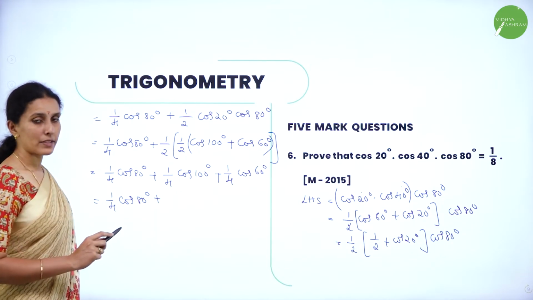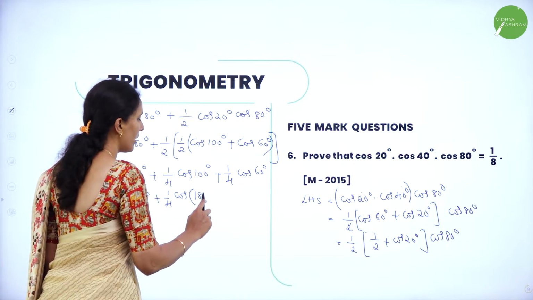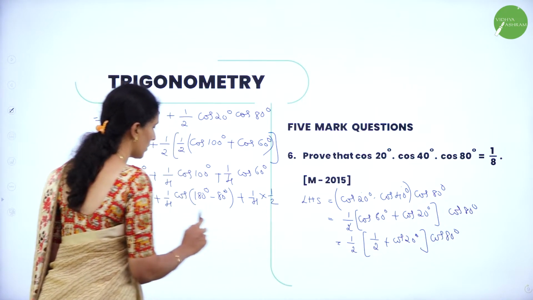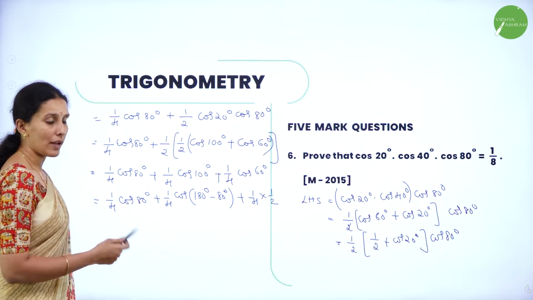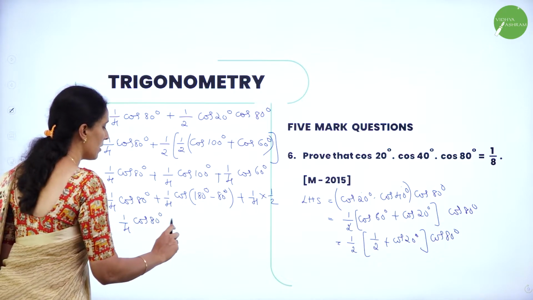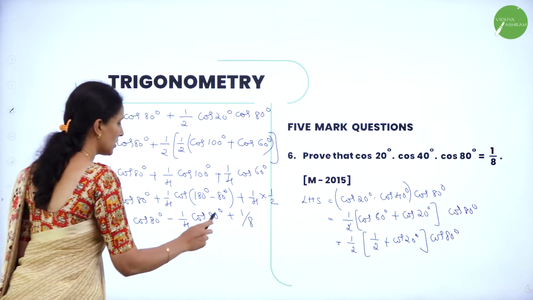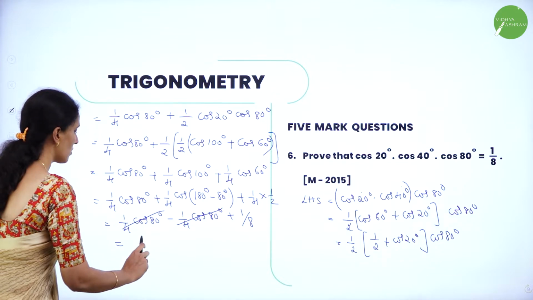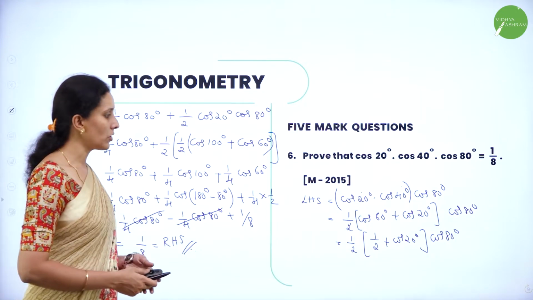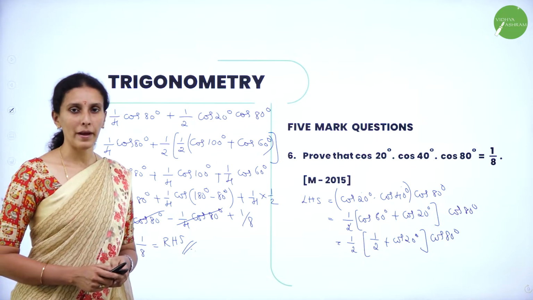Cos 100 degree can be written as cos (180 minus 80) degree, and here it is 1 by 4 into 1 by 2. So 180 minus 80 means cos 100 lies in the second quadrant. So this is half cos 80 degree minus 1 by 4 cos 80 degree plus 1 by 8. So the first two terms get cancelled. So the answer is 1 by 8, which is equal to RHS. So applying the transformation formula of cos A cos B, we can evaluate this and show that it is equal to 1 by 8.